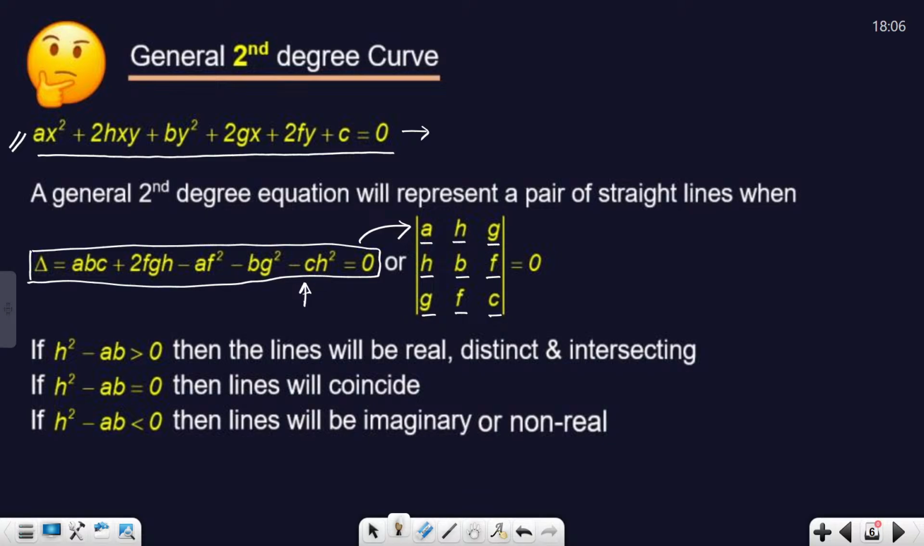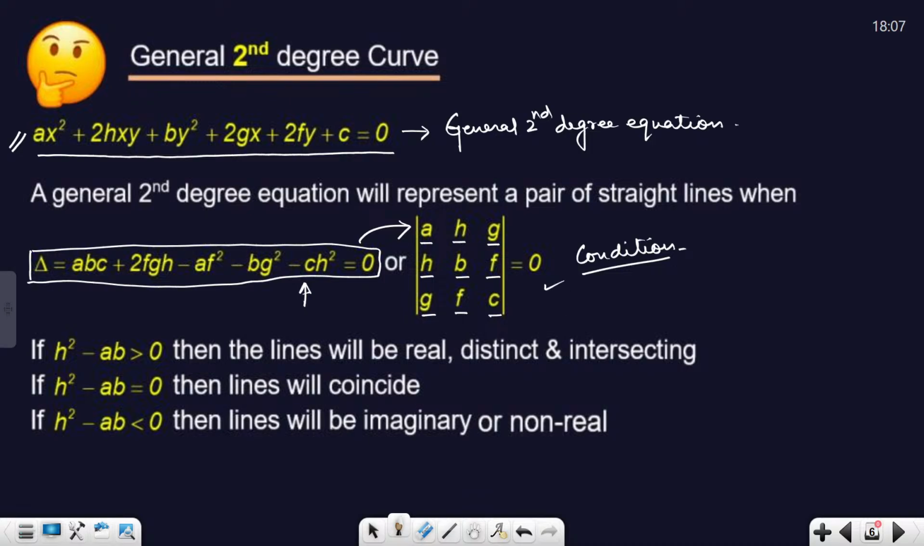Okay? So not all general second degree equations represent a pair of straight lines. It will represent a pair of straight lines when this determinant equals 0. That is, this is the condition for which a general second degree equation, this is called your general second degree equation, will represent a pair of straight lines when this condition holds true.